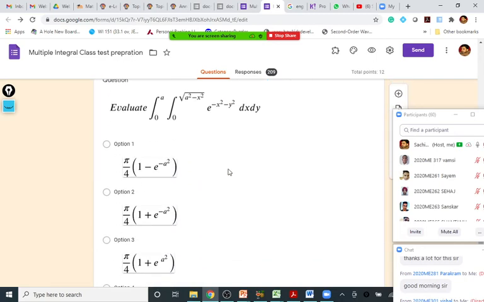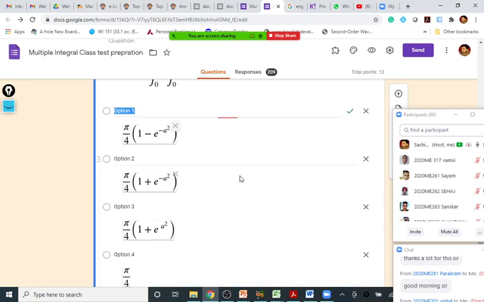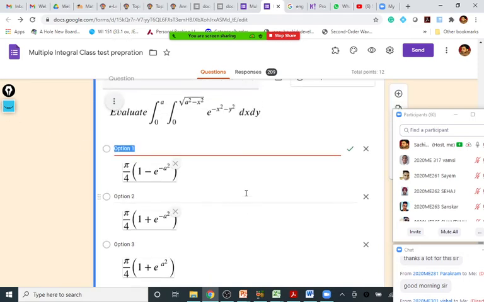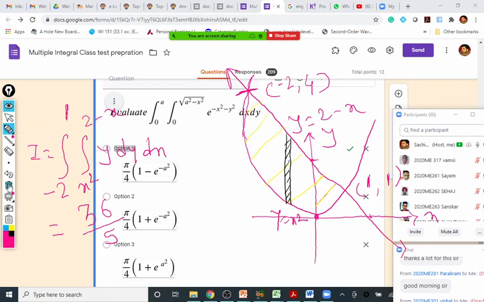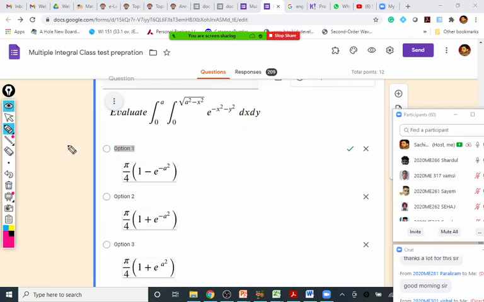If you have the problem, this is the last question now. Here the options are given. Which one is the correct? The first option, the first one is the correct answer. Okay, let me see. So we had a problem in this only. Yes, so this is the double integral that we are given.